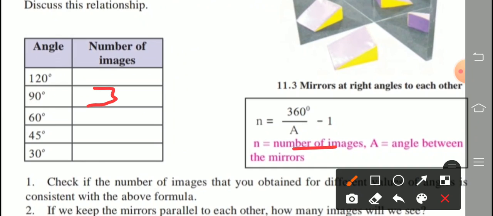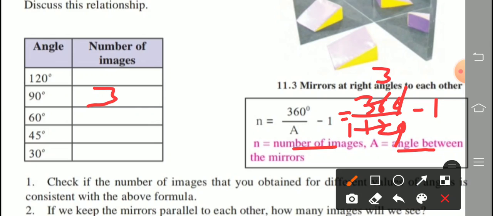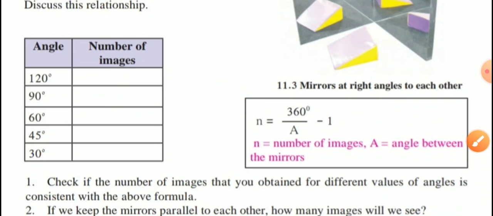N means the number of images. A means the angle between the two mirrors. So what is the first angle? 120. So N is equal to 360 divided by A, minus 1. For 120 degrees, check there: 360 divided by 120, minus 1. So 0, 0 cancel. 36 divided by 12. 12 ones are 12, 12 threes are 36. 3 minus 1. We get the answer 2. Only 2 images are observed when two mirrors are placed at an angle of 120 degrees. Then 60. Check that.